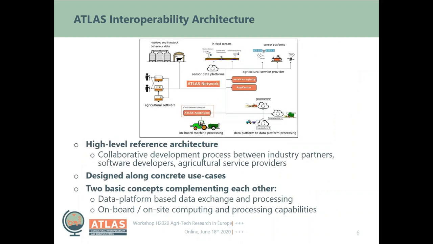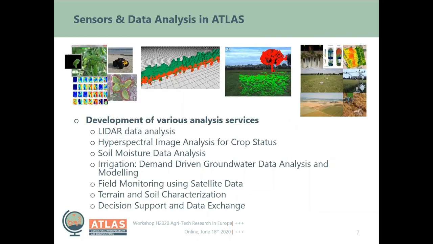In this architecture, we have basically two concepts for data exchange. We have a data platform-based exchange and processing, which you can see here. And we are also addressing onboard computing, on-site computing, edge computing, and processing capabilities, which are then also interconnected to the whole network and can also exchange data with the platform-based, cloud processing-based participants of the network. All the architecture is designed along concrete use cases and was developed in a collaborative development process between industry partners, software developers, and agricultural service providers.